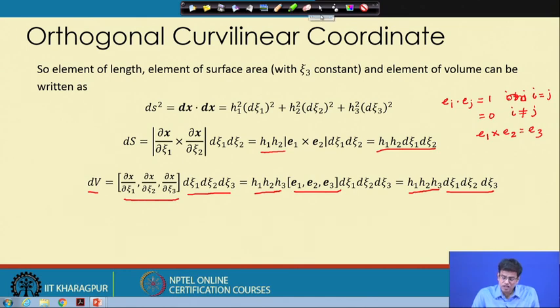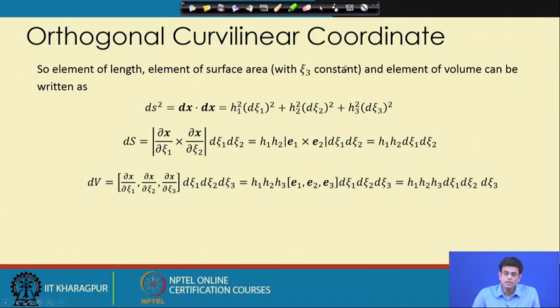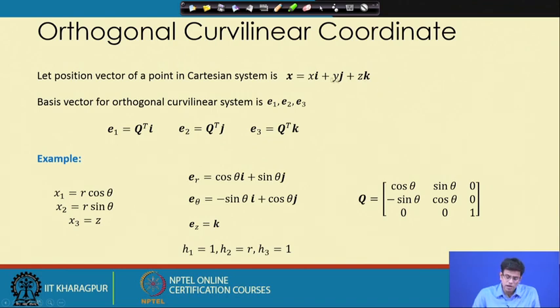Now, if you remember, we talked about the transformation of the coordinate system. When we transform from one coordinate system to another, we use the transformation matrix or the rotation matrix. Similarly, when we transform from a Cartesian coordinate system to a cylindrical coordinate system, we use the rotation matrix. Now, suppose there is a position vector in the Cartesian coordinate system. Here I am denoting the basis vectors for the Cartesian coordinate system as i, j, k, and for the curvilinear coordinate system e1, e2, e3.